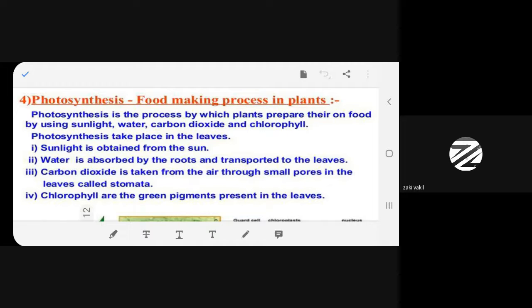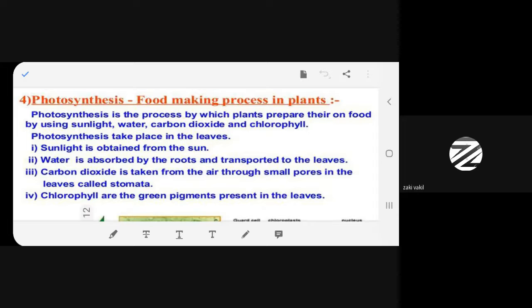Photosynthesis is the process by which plants prepare their own food by using sunlight, water, carbon dioxide, and chlorophyll. Photosynthesis takes place in the leaves. Sunlight is obtained from the sun. Water is absorbed by the roots and transported to the leaves. Carbon dioxide is taken from the air through small pores in the leaves called stomata. Chlorophyll is the green pigment present in the leaves.